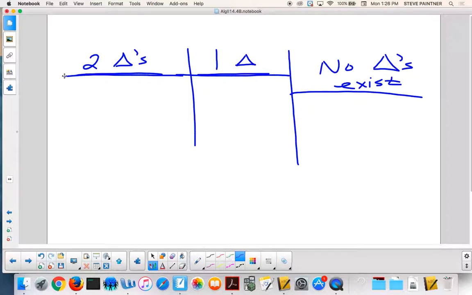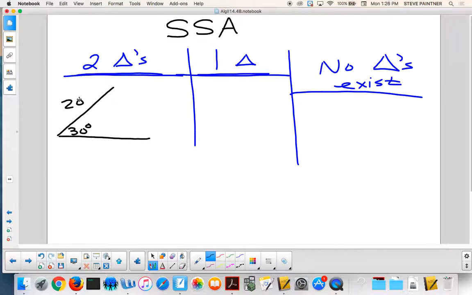Okay, now first of all, just so you know this only happens when you are given this information. Side, angle. Side, angle is the only time you'll get this kind of version of the answer. Now, side, angle, I'm going to give you the same thing I just gave you. 30 degrees. This is 20. I'm going to make this one 13. Okay? So, with that information, there's your triangle, but there's 2 of them.